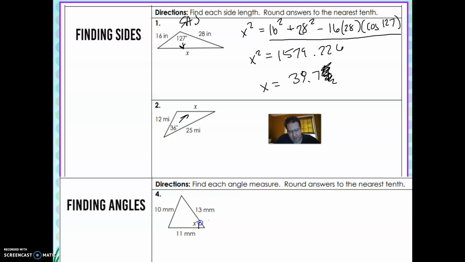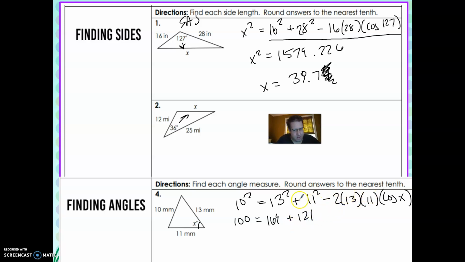Now, what about finding angles? So this would be 10 squared equals 13 squared plus 11 squared minus 2 times 13 times 11 times cosine of x. Okay. 10 squared is 100. 13 squared is 169. This is 121. I'm going to simplify this. So minus 2 times 13 times 11 is 286 times cosine of x.